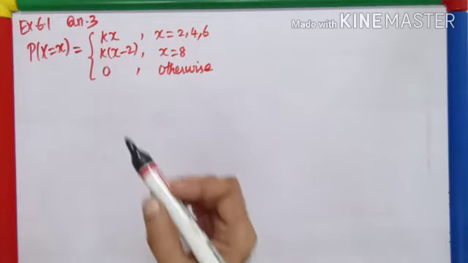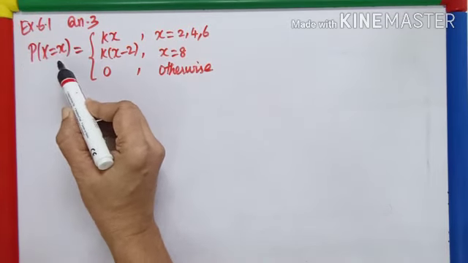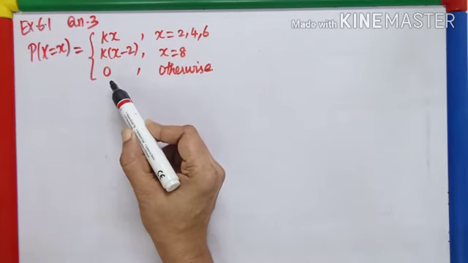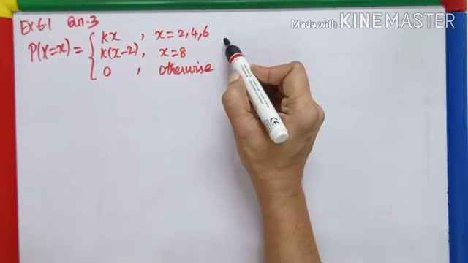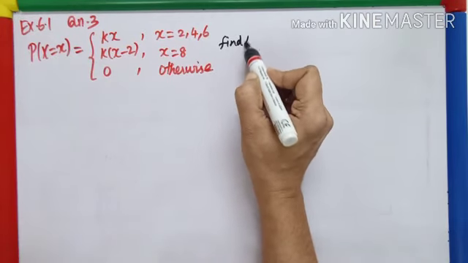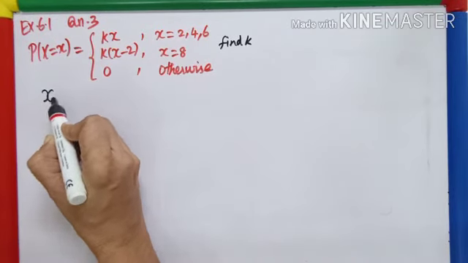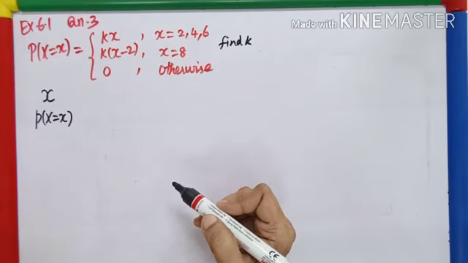Exercise 6.1, question number 3. Given P of x is equal to k x, k into x minus 2, and 0. At these values, find k. This is the question. Let us reframe the problem.